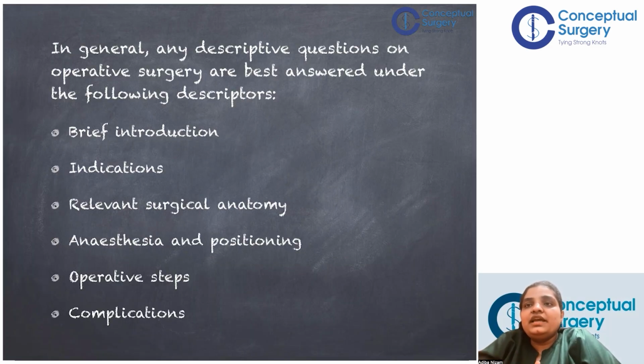So in general, any descriptive question in the topic of operative surgery is best answered under the following descriptors, which include a brief introduction to the procedure that you're going to be describing, then the indications for the procedure, then the relevant surgical anatomy, the anesthesia and positioning for this procedure, then we move on to the operative steps, and we conclude by mentioning the complications. So we are going to be following the same pattern for thyroidectomy.